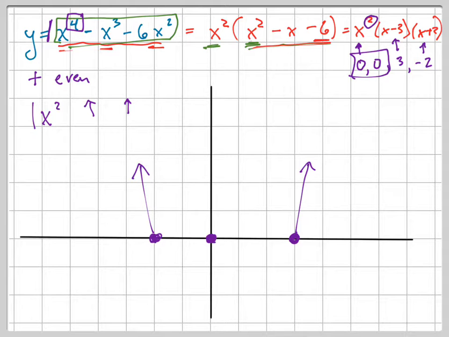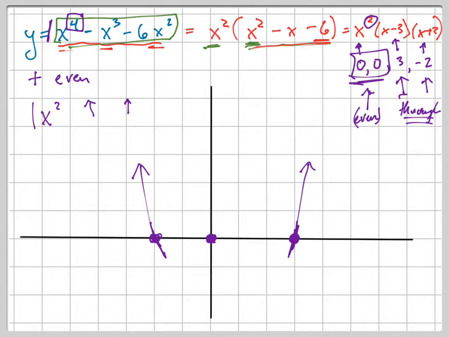Now we go to the zeros and we look at the multiplicity. See how these ones are both multiplicity 1? Since it's odd multiplicity, that means it goes through at that point. So it's going to come through. And see how this is multiplicity 2? An even multiplicity. Multiplicity 2 means it bounces off and it comes back. So it's going to do this.